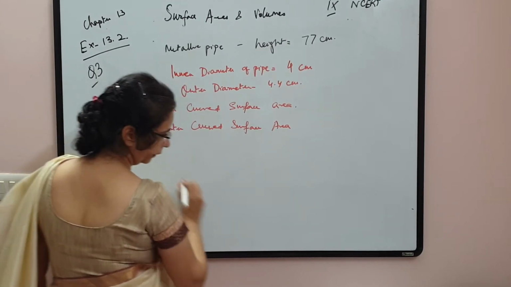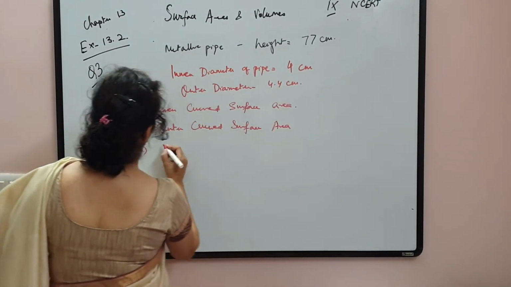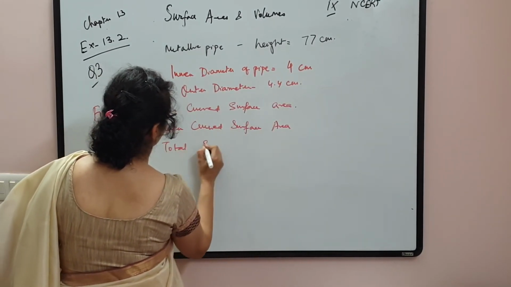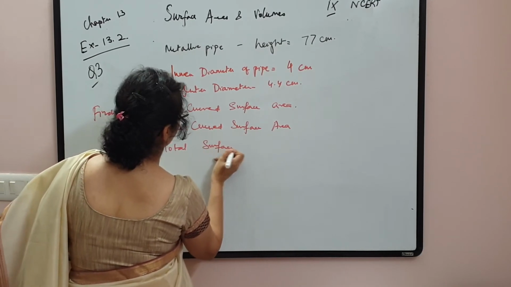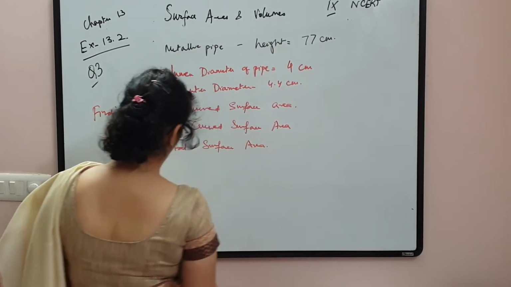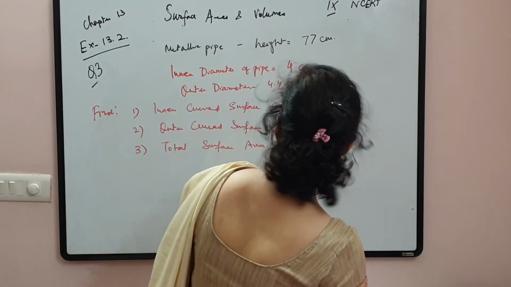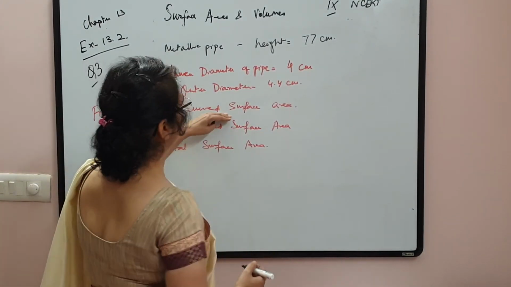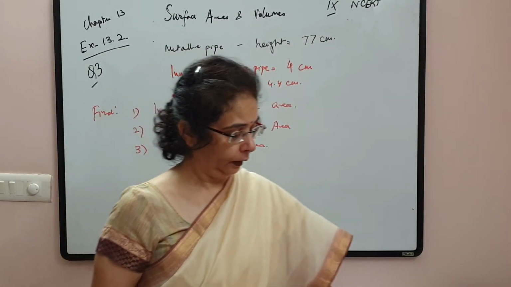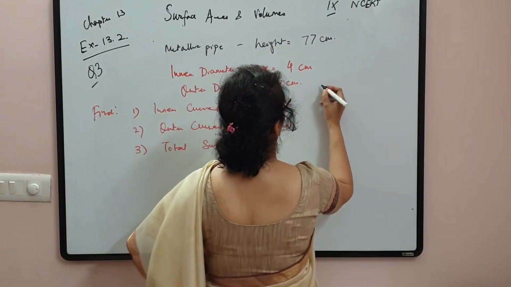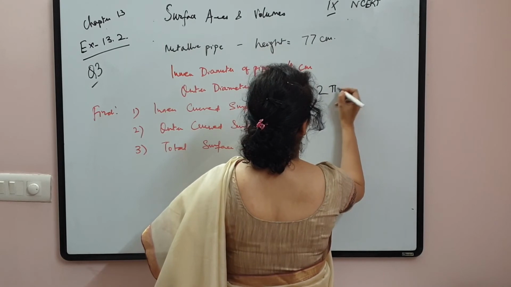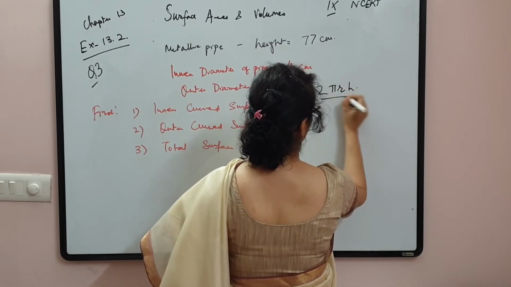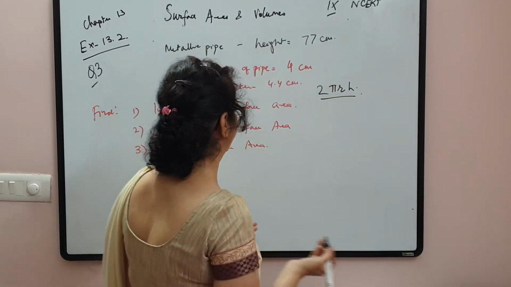And the total surface area. Alright, so let us go ahead with this question. What is the inner curved surface area? Inner curved surface area would be 2 pi r h. We are talking of only the curved surface area.